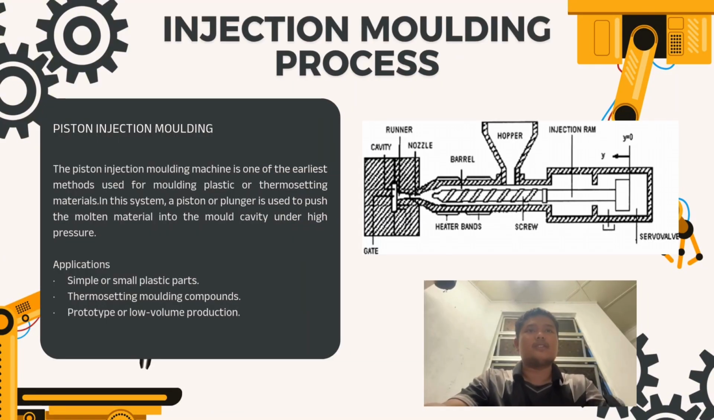The next is injection molding process. First is piston injection molding. The piston injection molding machine is one of the earliest methods used for molding plastic or thermosetting material. In the system, a piston or plug is used to push the molten material into the mold cavity under high pressure. Applications in piston injection molding are simple or small plastic parts, thermosetting molding components, and the last is prototype or low volume production.